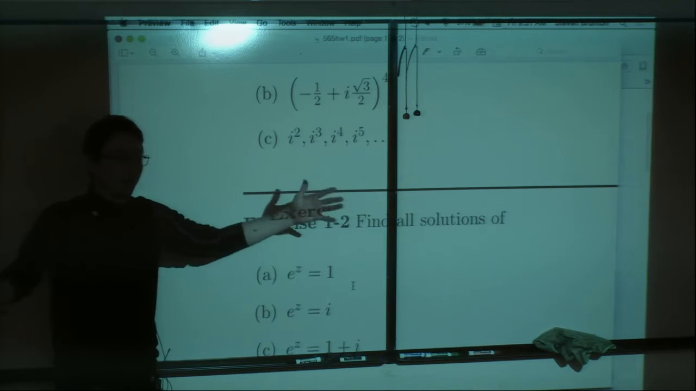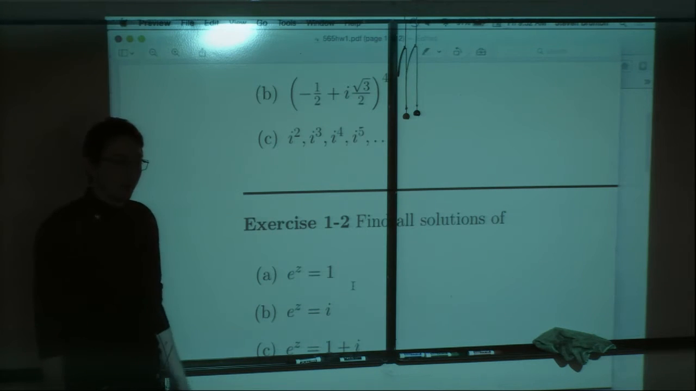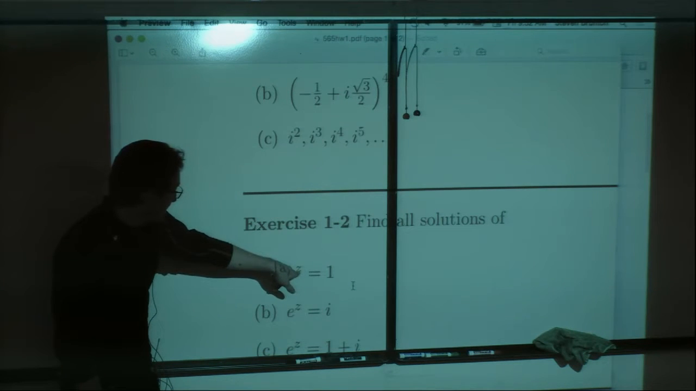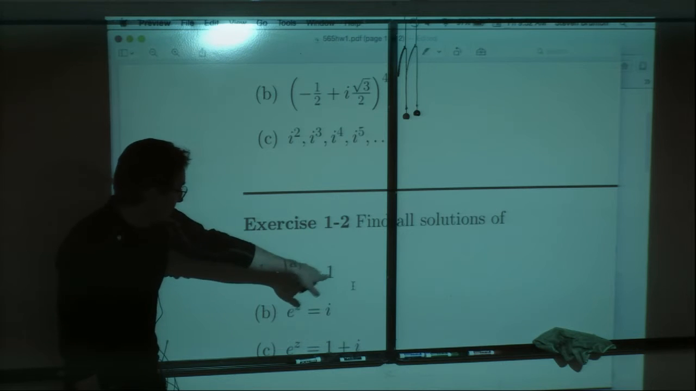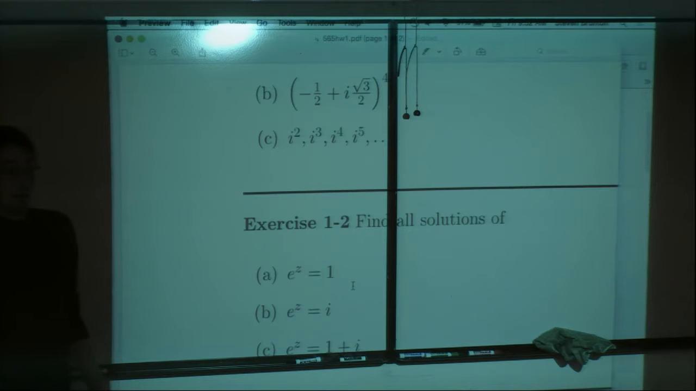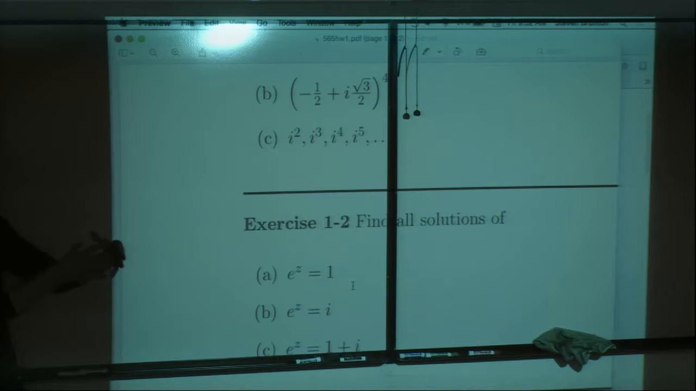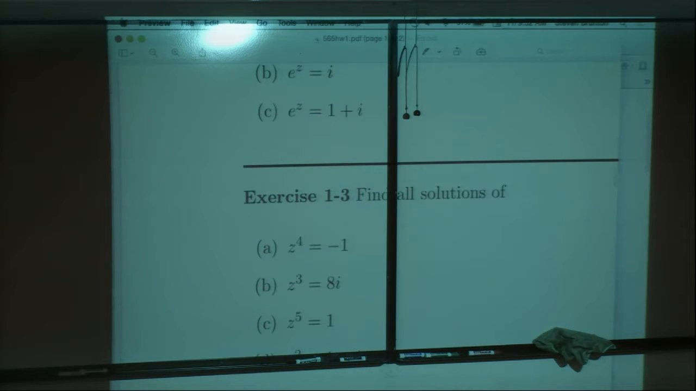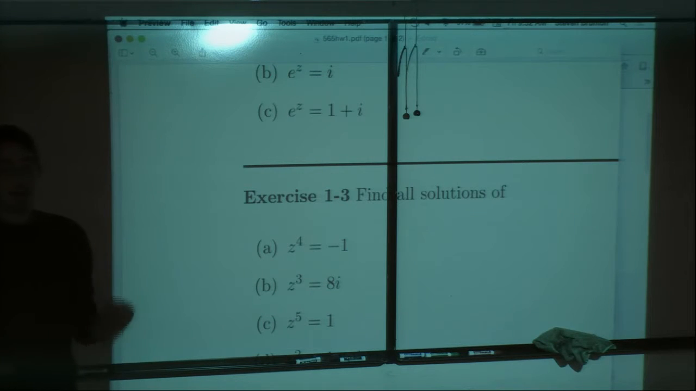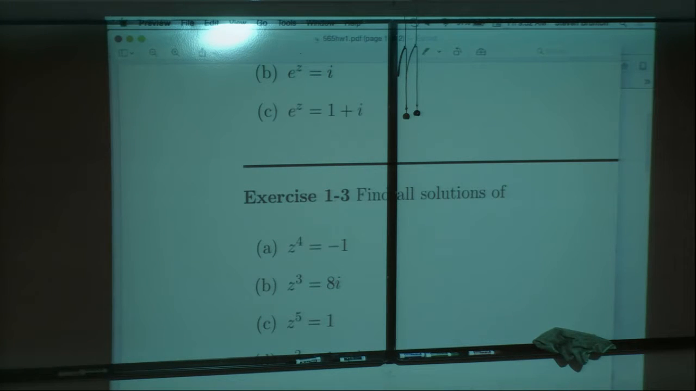And how many values of the logarithm are there? How many z's are there such that e to the z equals 1? Infinitely many, right? Because for every angle of z, you can add 2 pi or subtract 2 pi as many times as you want. So this is an easy problem. Find all of the solutions of these: z to the 4th equals minus 1, z to the 3rd equals 8i, z to the 5th equals 1, right? This is what we did last lecture.